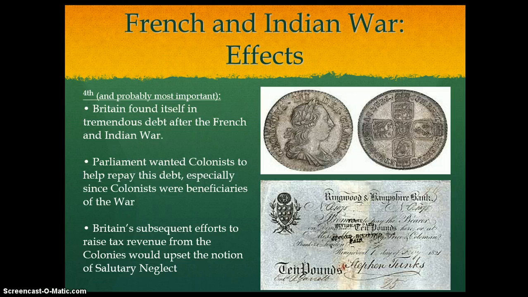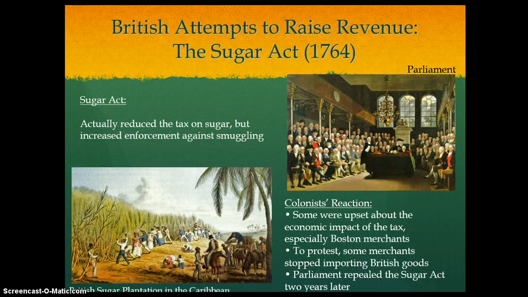So as a result, Britain's efforts to raise tax revenue from the colonies would completely undo the entire idea of salutary neglect, which had been going on for over 100 years. So 3 generations. Colonists had really known nothing but salutary neglect previously, and then Britain now has to pay for the war, and they will begin to restrict and begin to raise taxes and try to control the colonies way more than they ever had.